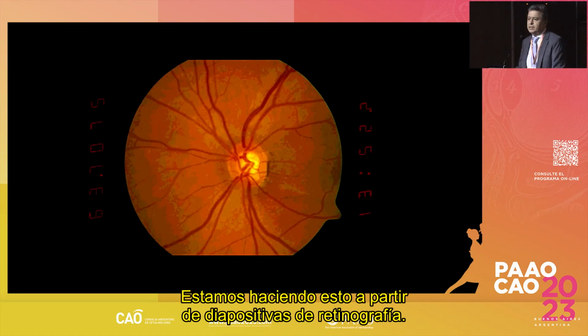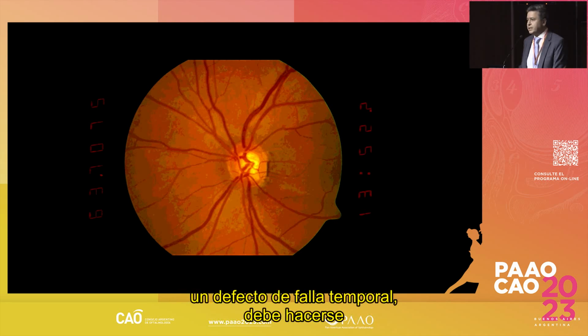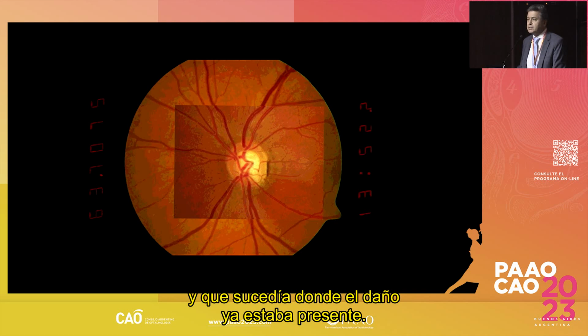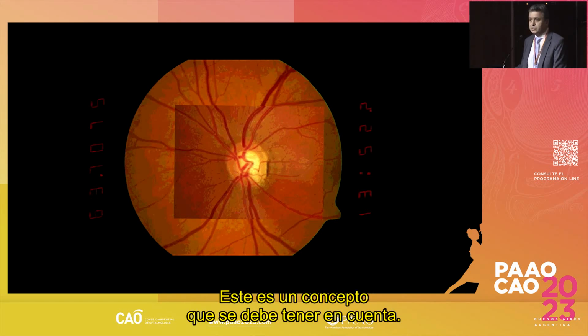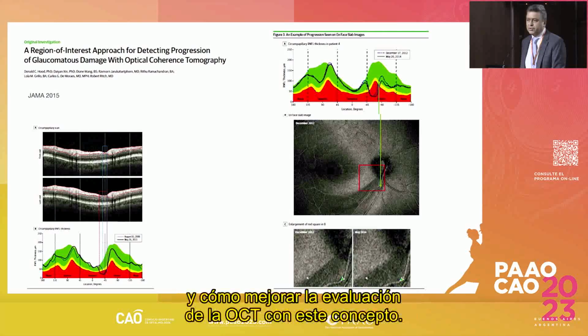We have been doing this since we had slides of retinography. This is a local defect that is very clear, and for every patient that has a temporal inferior defect, you should do a very careful evaluation of the macula. And now you can see here that the damage was progressing, and it happens where the damage was already present. So this is a concept that you have to keep in mind. This is one of his papers on region of interest and how to improve the evaluation of OCT with this concept.